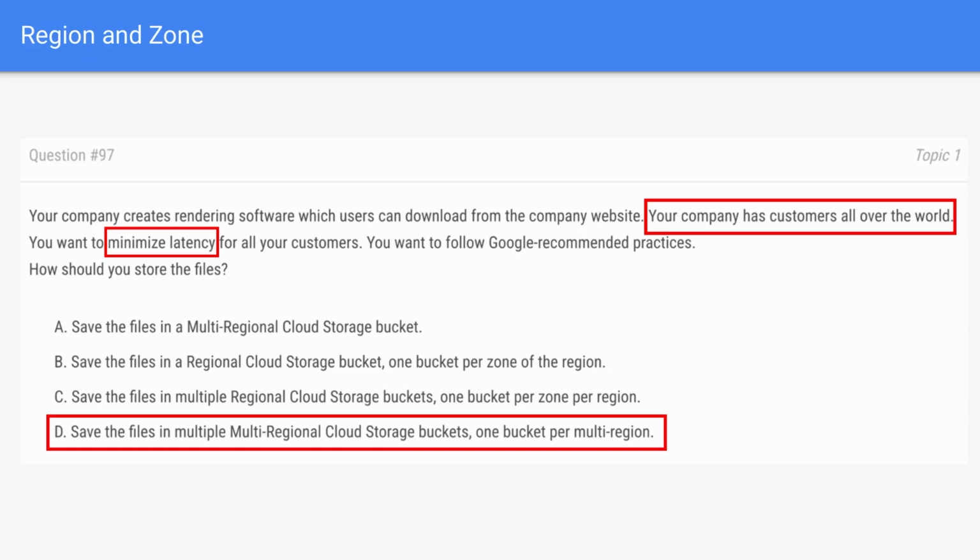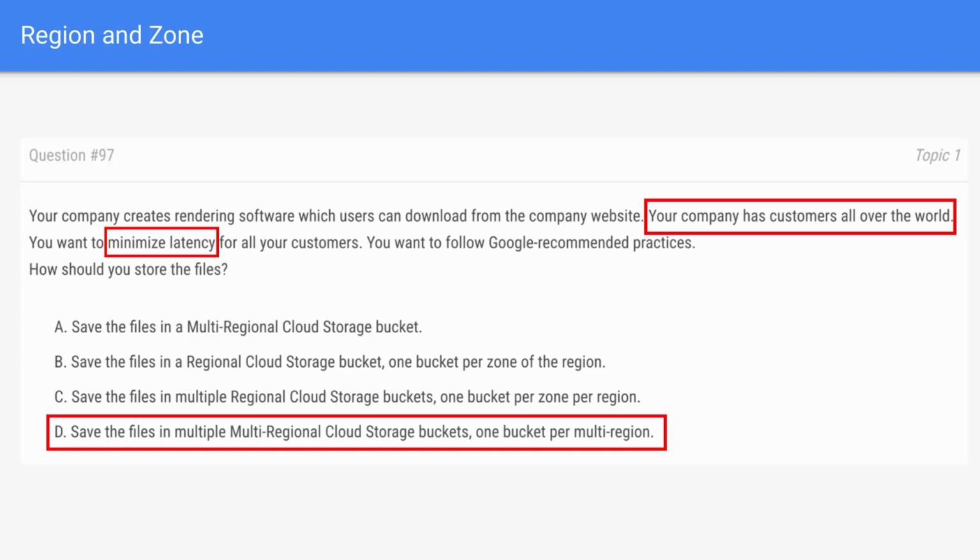A. A multi-regional cloud storage bucket. That's incorrect. Why? If it saves in a multi-regional cloud storage, for example in the EU, then whether you're in France, the UK, Italy, or anywhere in Europe, European people can access quickly, but users living in countries like the US or Asia, such as Korea or Japan, inevitably experience latency. So option A is incorrect.